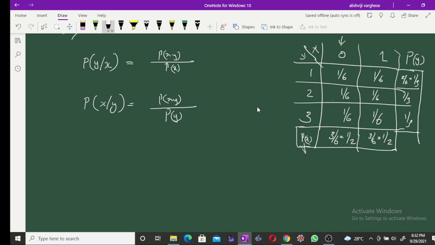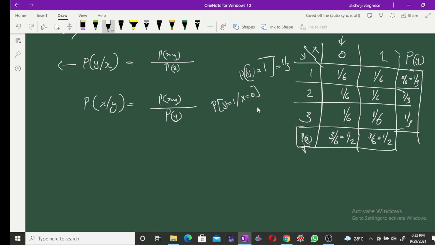So naturally, the probability that y is equal to 1 is 1 by 3 from the marginal distribution. But it is given that x is equal to 0. So we are looking for the probability that y is equal to 1 given x is equal to 0. What happens?